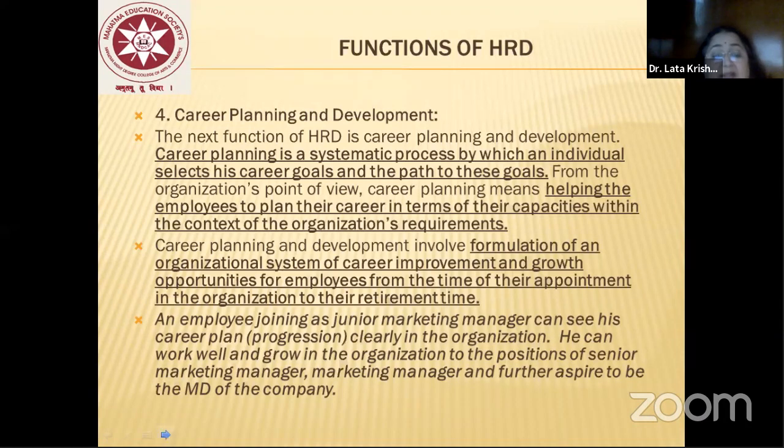So the entire tenure they spend in the company will be the span in which career planning and development has to take place. And it is the function of human resource development to help people grow with the business organization.